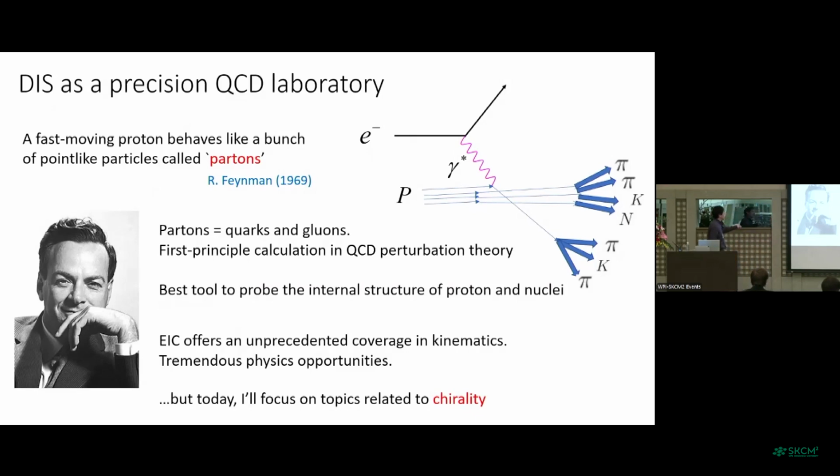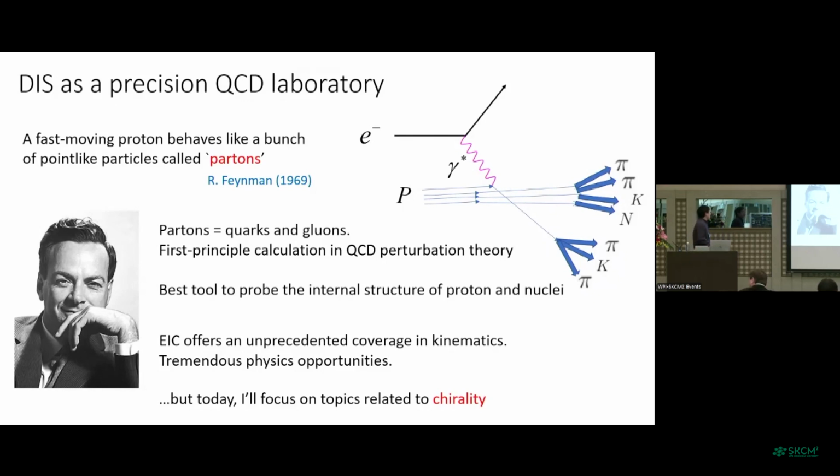So the photon hits one of the quarks and strikes it out, and then eventually lots of particles are produced. This process can be analyzed using the perturbation theory of QCD, the interaction that I already showed, and it is considered the best tool to probe the internal structure of the proton and nucleus. So the EIC offers unprecedented coverage in kinematics and tremendous physics opportunities. There are a lot of interesting subjects that can be explored at the electron-ion collider.